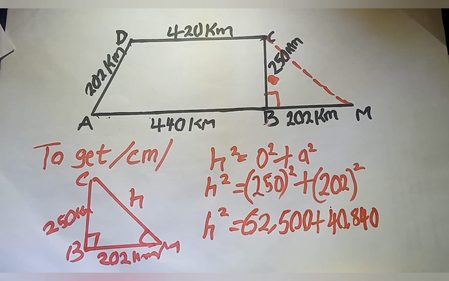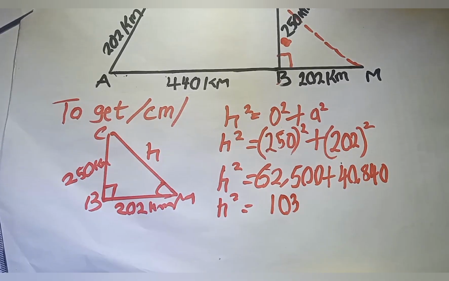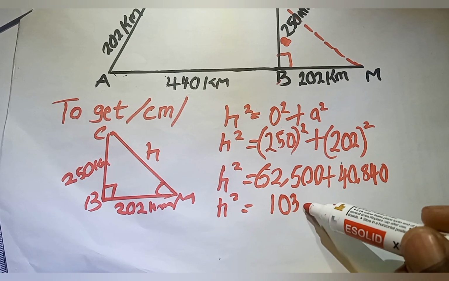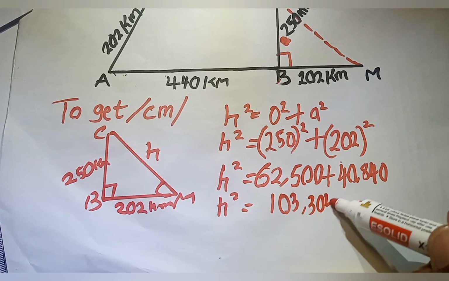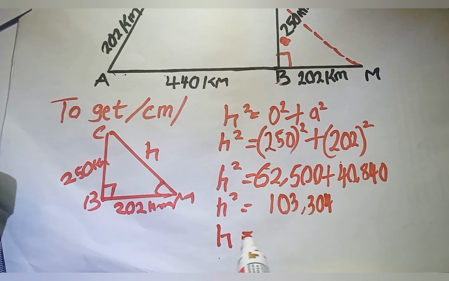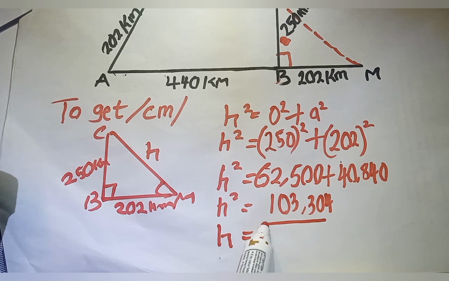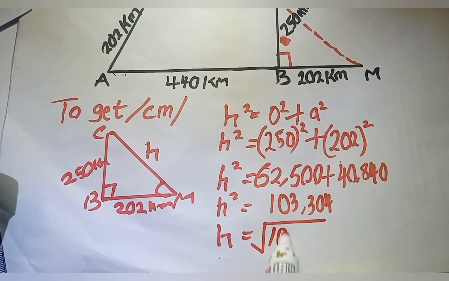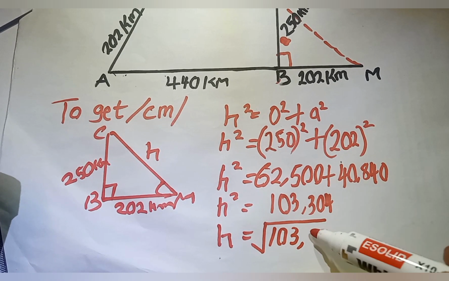If I add this together, we're going to be having H square is equal to 103,304. You're not looking for H square, you're looking for the value of H alone. So what do you do? You take the square root of both sides. So your H will be the square root of what? 103,304.